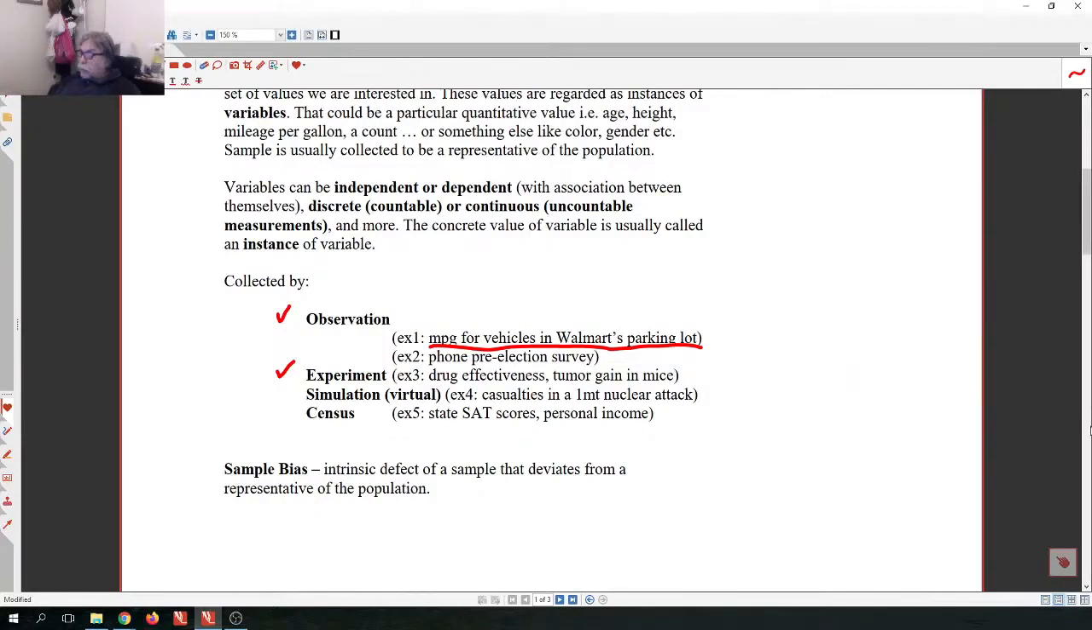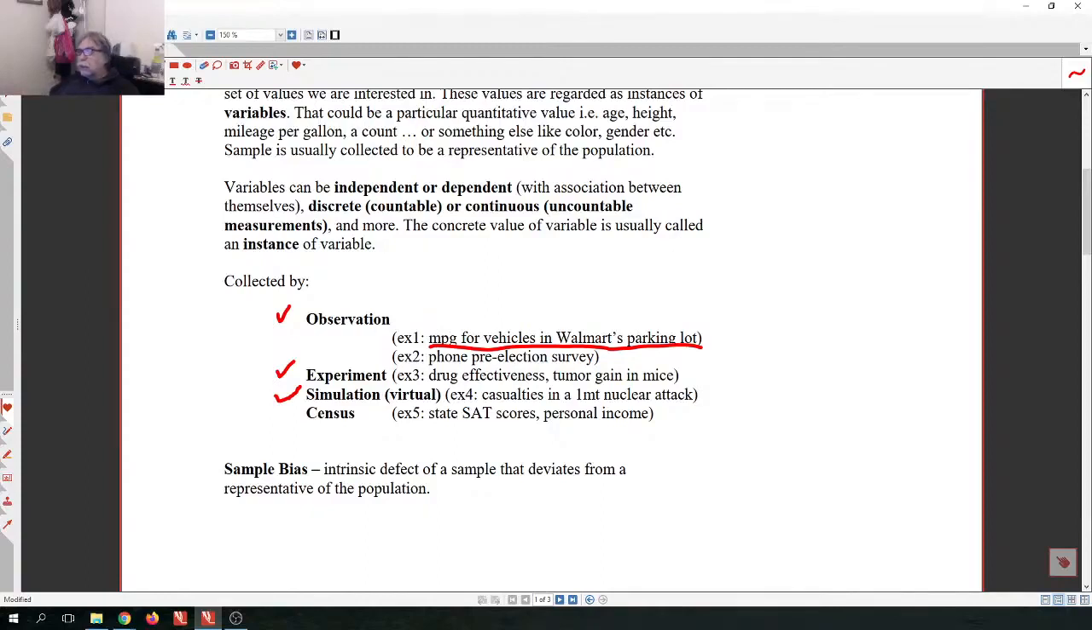Then you could also make a simulation, collecting data by way of simulation. That is in case when there is something too expensive or too dangerous to do by observation. So, for example, a 1 megaton nuclear attack is something that we would certainly not be able to create a realistic situation. We could not nuke anything. Then we would probably make a simulation by using a computer program, and then we would collect the data based on the results of that computer program.